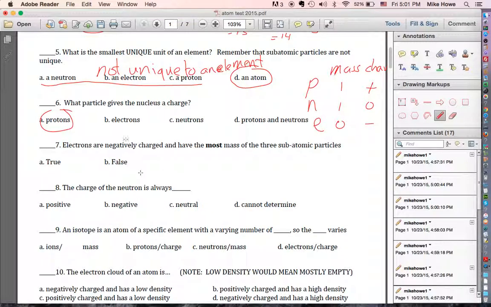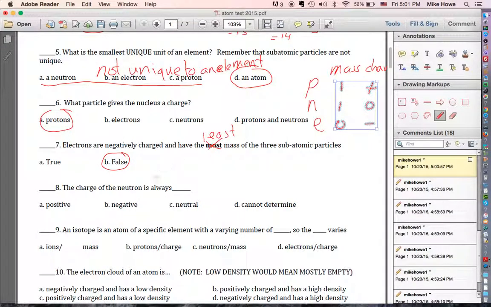This question, number 7, says electrons are negatively charged and have the most mass. You know, they are negative, but they don't have the most. They have the least mass. So this statement is false. This statement, number 8, the charge of the neutrons, what does it say up here? They are always 0. Okay, so we're going to come down here. The charge of the neutron is always 0. Well, there's no 0, but the word neutral is there, which means 0.